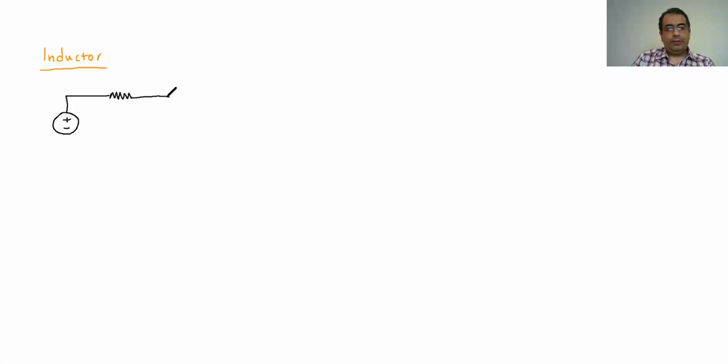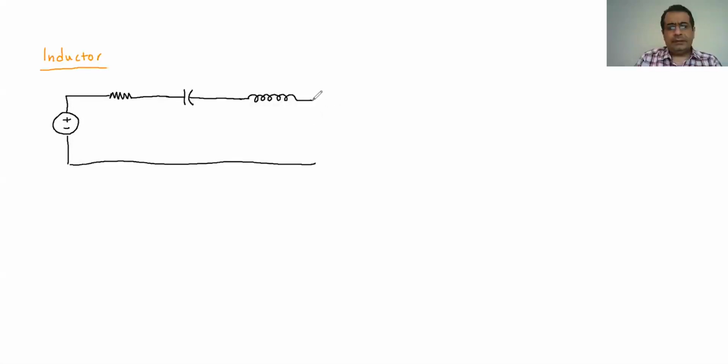Then we will have the capacitor. And then another element we are going to have is the inductor, something like that. So basically, all the circuits we are going to work with throughout this course are going to have these four elements: the source, either battery or current, resistance, capacitor, and inductor.